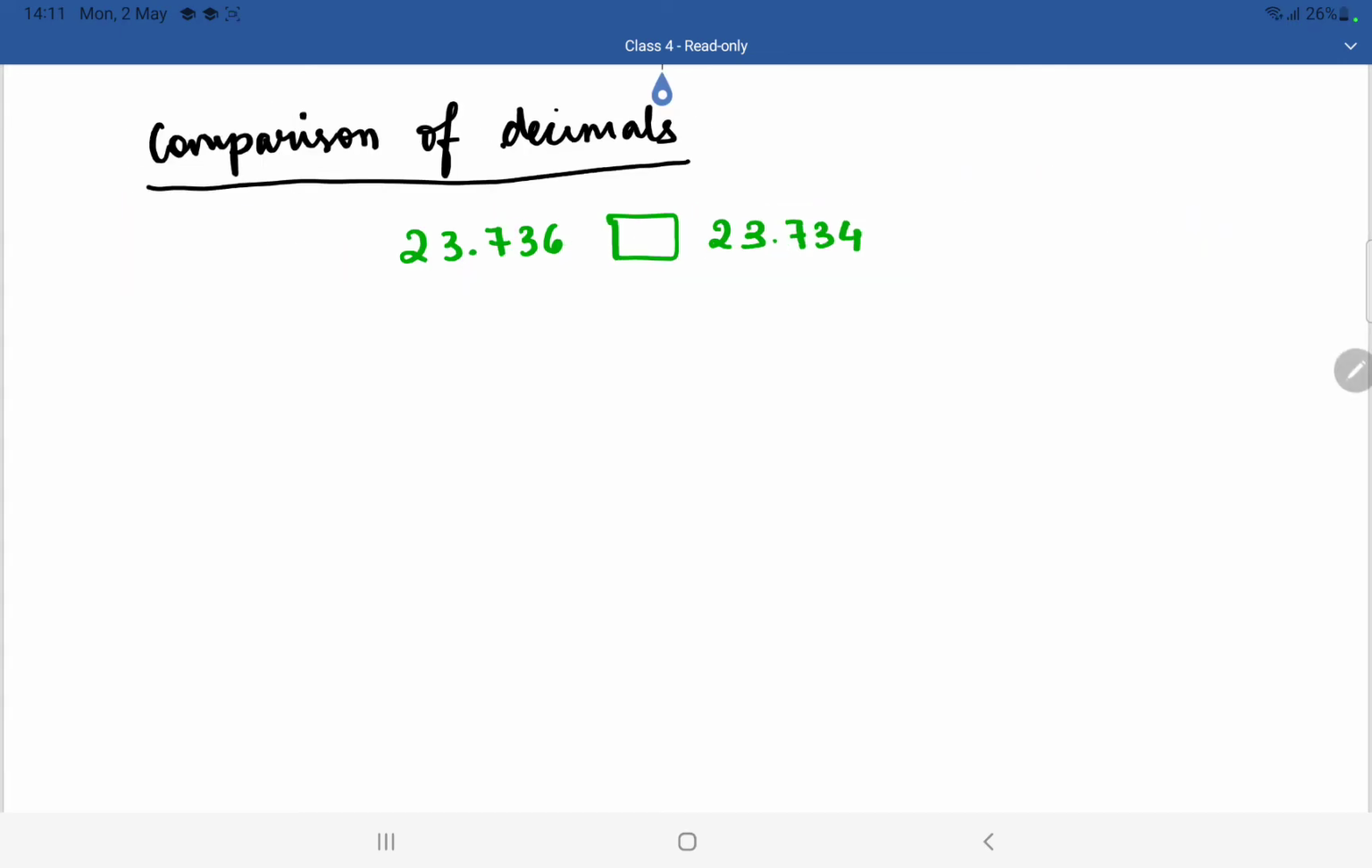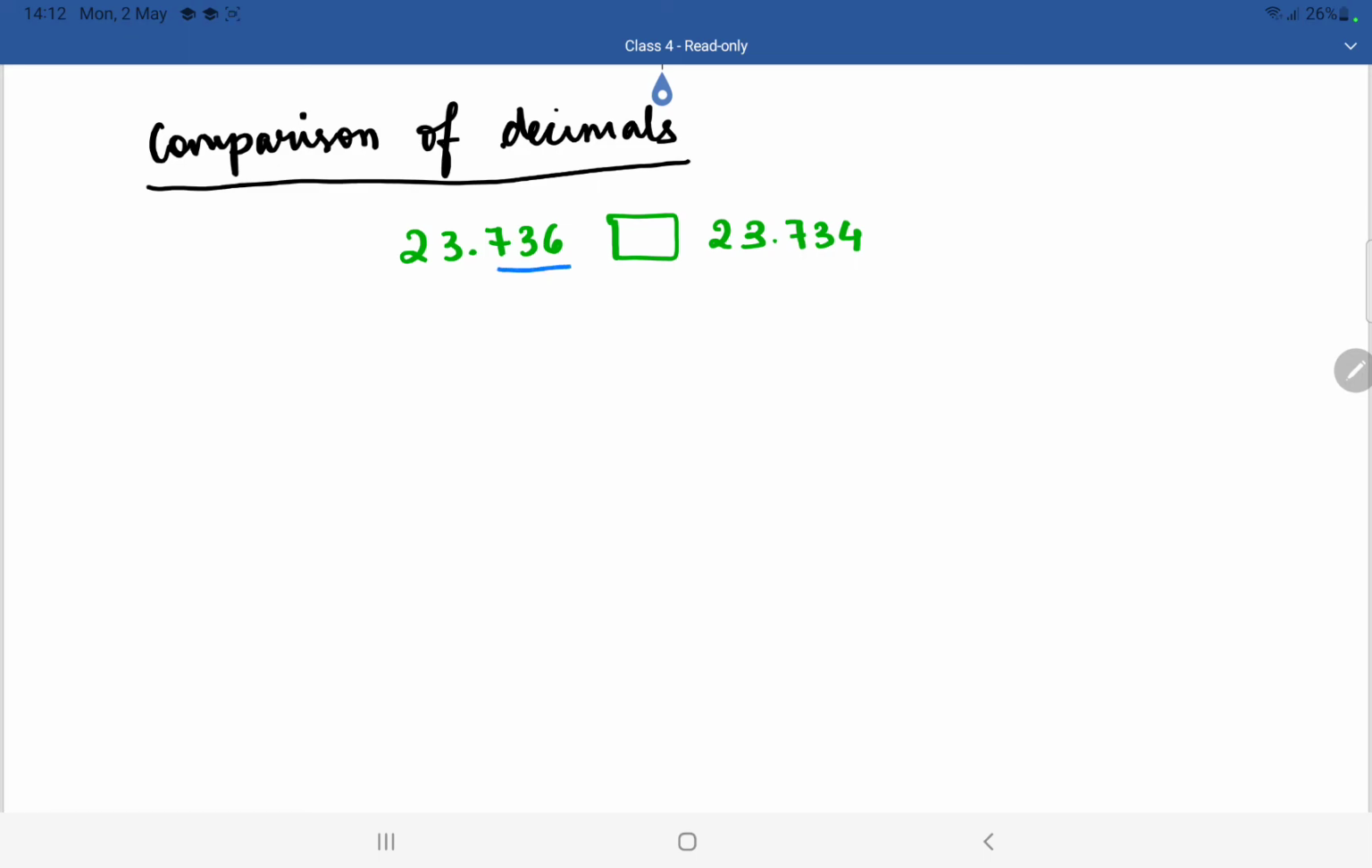Okay. So students, now let us study the comparison of decimals. How to compare the decimals? If you just see here, first, what we need to check is the number of digits. Before the decimal point, I have 2 here, and here also before the decimal point, I have 2. Both are equal. Now I should check the places. I have 2 here, 2 here, so both are equal. I have 3 here, 3 here. Both are equal.